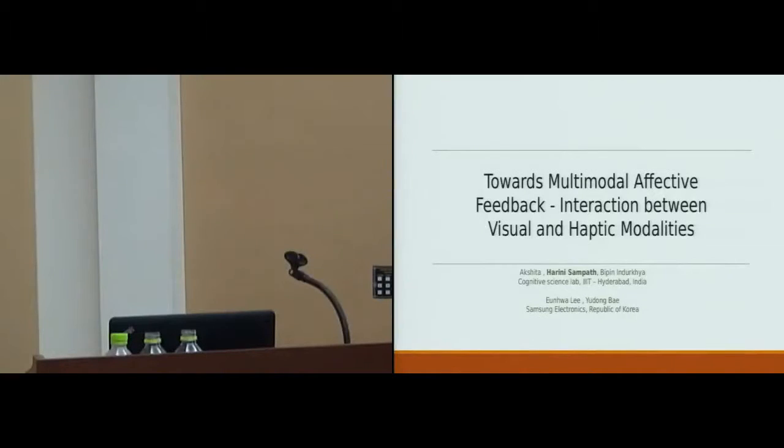Communication is never just about information, but also emotions. So in this session, we are going to have 4 papers talking about communicating emotions through different modalities and evaluating environment emotions through different technologies. And the first paper we are having is Towards Multimodal Affective Feedback, Interaction between Visual and Haptic Modalities. The authors are Akshita, Harini, Bipin from IIIT Hyderabad, India, and Eunhwa Li, Yudong from Samsung Electronics.